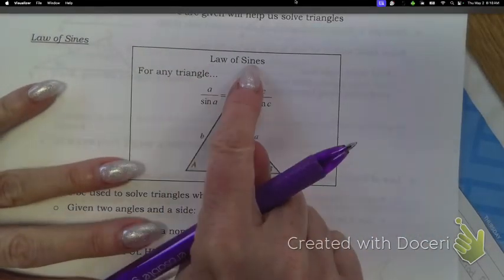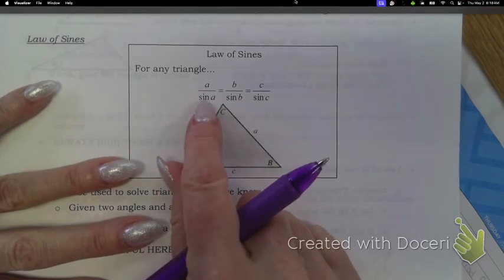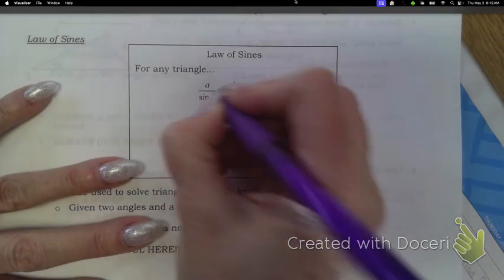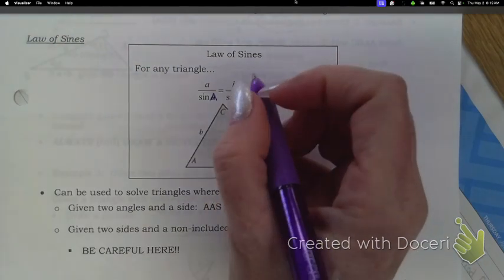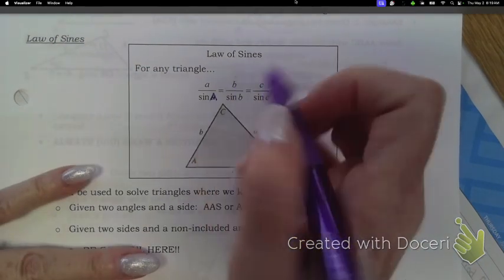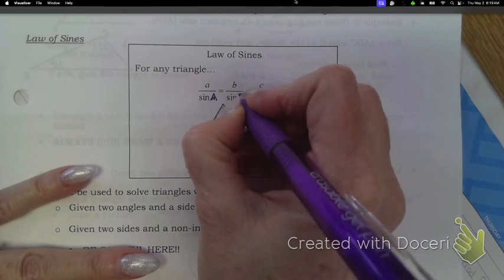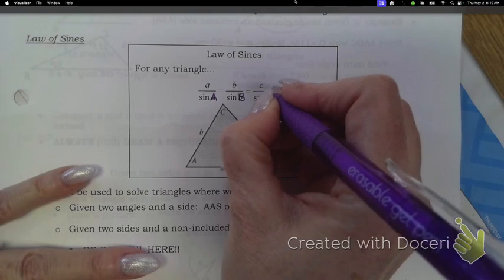Okay, law of sines is side A over the sine of angle A, and this should be a capital A because angles are capital letters, yes. That's what I get for not making my own packet. Side B over the sine of angle B, and side C over the sine of angle C.